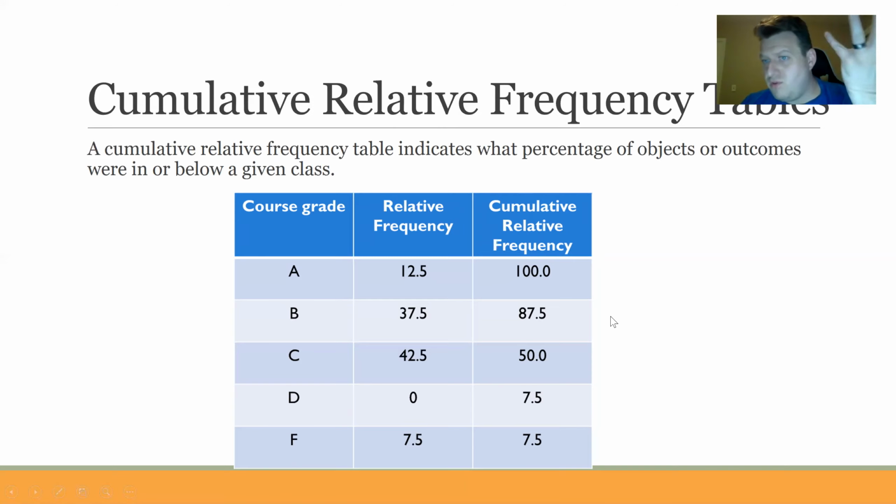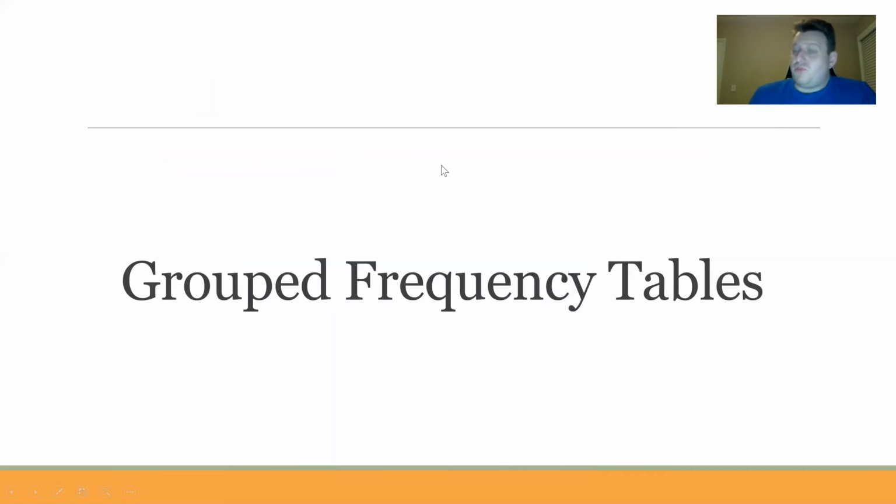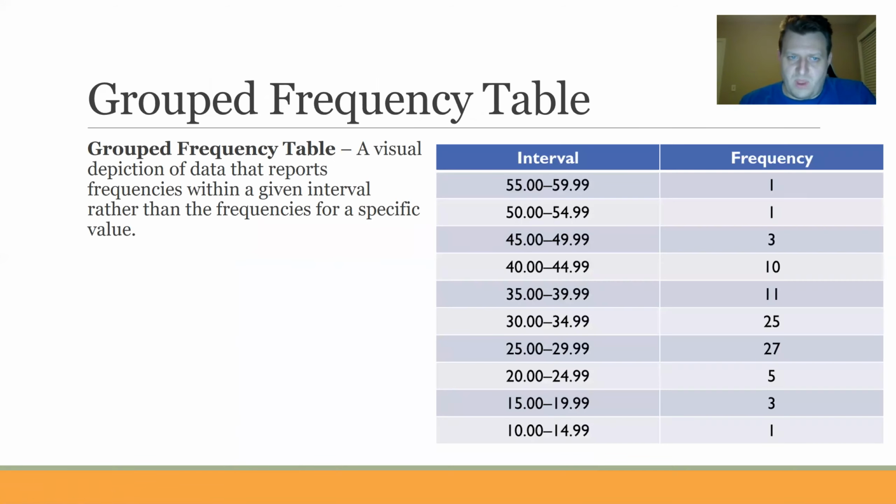All right. So those are our regular basic frequency tables. And again, remember that the only kind of data that we can display using a regular frequency table are discrete variables, variables that there are a finite amount of values that they can take. Suppose we have continuous data. What do we do for continuous data? Well, we can create a grouped frequency table.